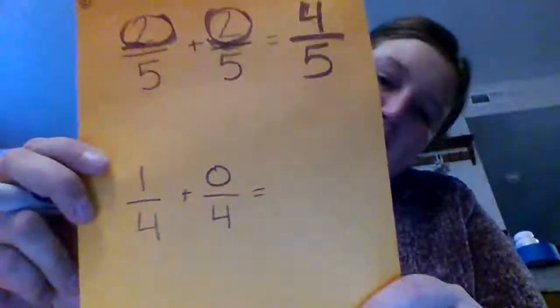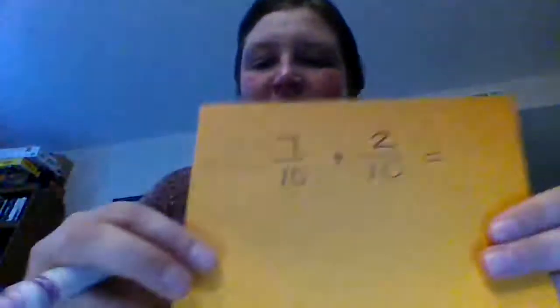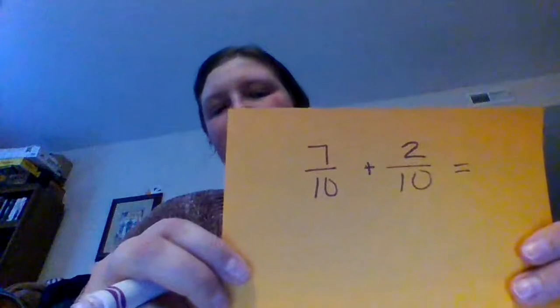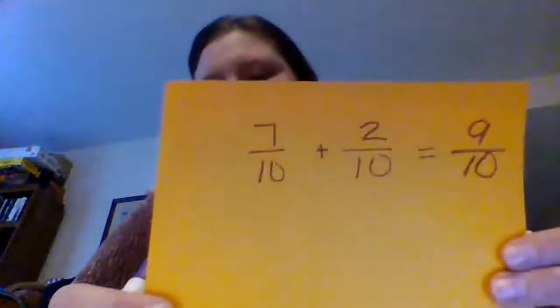Okay, let's look at the next one. 1/4 plus 0/4 equals, well, my denominator stays the same, and I need to add my numerators. So 1 plus 0 is 1. So 1/4 plus 0/4 is 1/4. Easy enough. There's a couple more examples we'll do together. So I have 7/10 plus 2/10. My denominator stays the same. 7 plus 2 is 9. So it's 9/10.